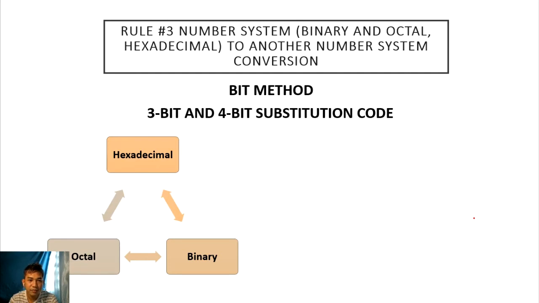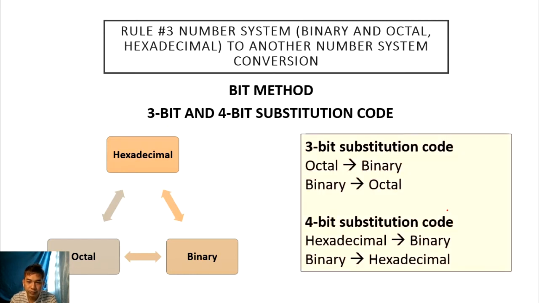Okay, so rule number 3, number system to another number system conversion. So binary, octal, and hexadecimal. So we will be converting these to each other. So in this method, we will be using 3-bit and 4-bit substitution code.